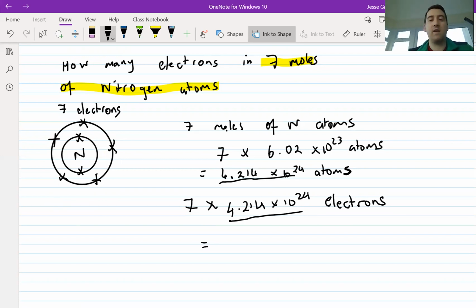Okay, so you should only be playing if you've put it in your calculator and got the answer. If you haven't, pause and do it now, please. Okay, this is what you should have. 2.95 times 10 to the power of 25 electrons.